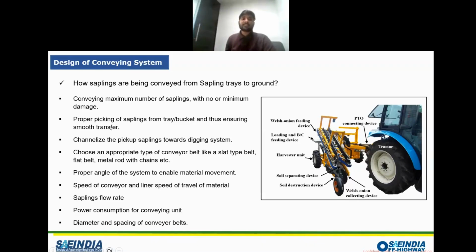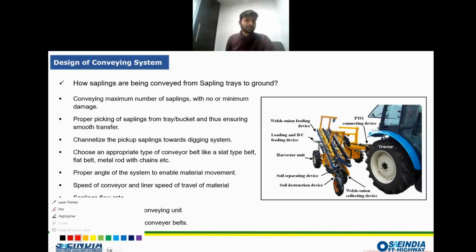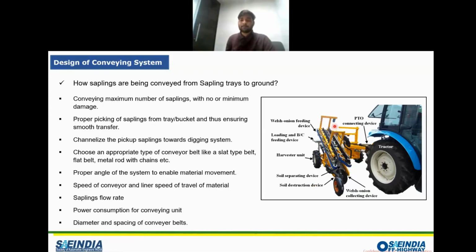Then the second thing is proper picking of the sapling from the tray and bucket, ensuring a smooth transfer when you are picking the plant and transferring it to the conveying system. One thing we need to keep in mind is the location where it is picked and the location where it is dropped, because if it is vertically down or tilted, then when it goes to the digging system, it will affect the further operation. So that conveying should be smooth, and it should maintain the proper placement.